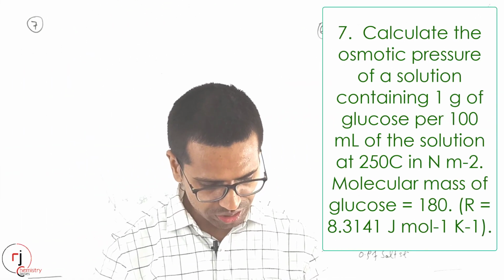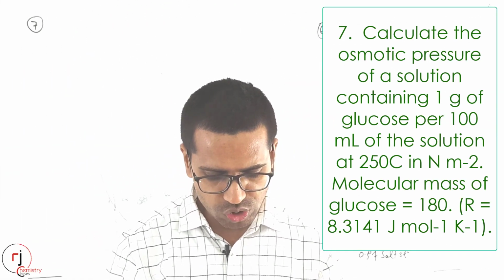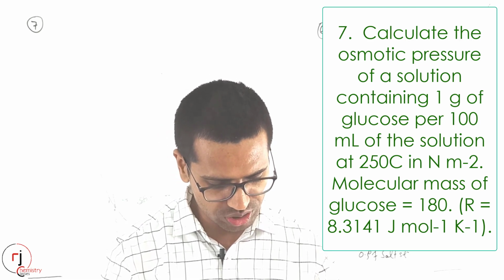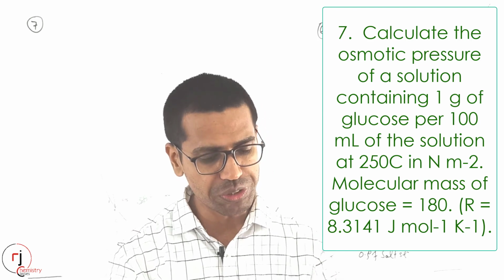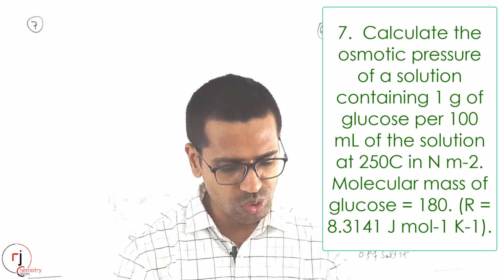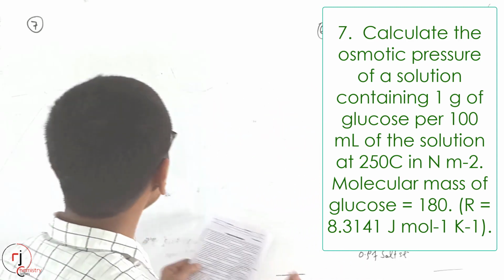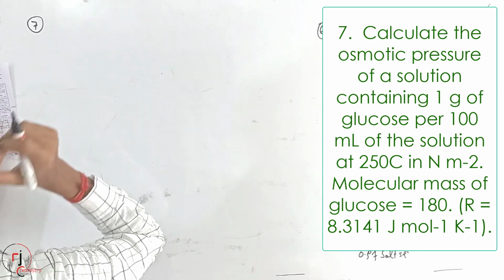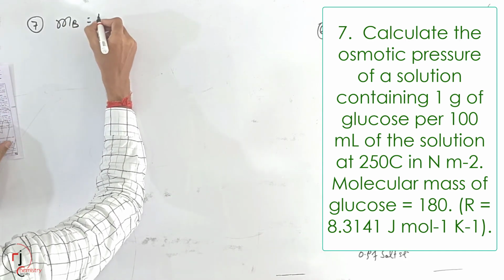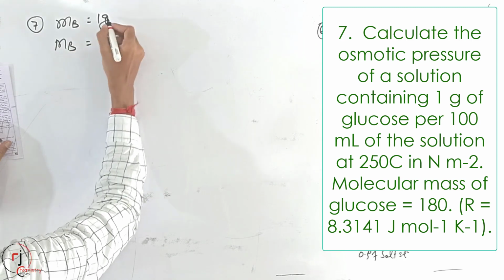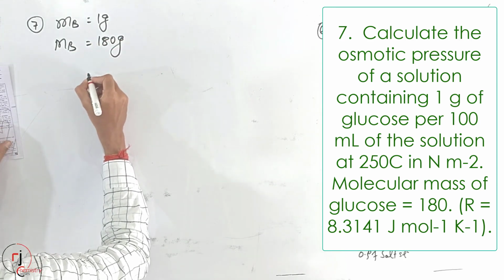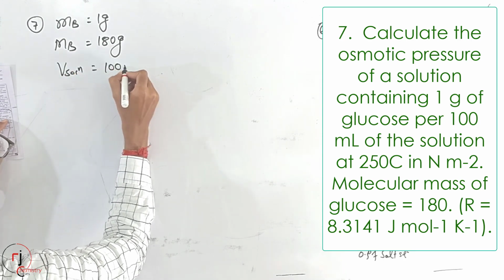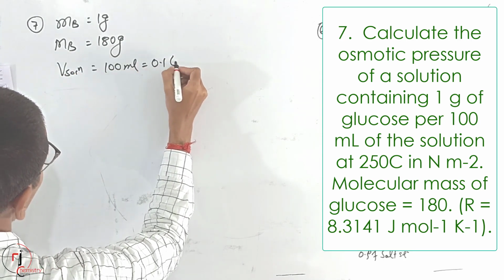According to question number 7, calculate the osmotic pressure of a solution containing 1 gram of glucose per 100 milliliter of the solution at 25 degrees Celsius in Newton per meter square. The molecular mass of glucose is 180. Very easy question. In this question we have to find the osmotic pressure of a solution containing 1 gram of glucose. The mass of glucose is 1 gram. We know the molar mass of glucose is 180 gram, in 100 milliliter solution, meaning the volume of solution is 100 milliliter, that is 0.1 liter.